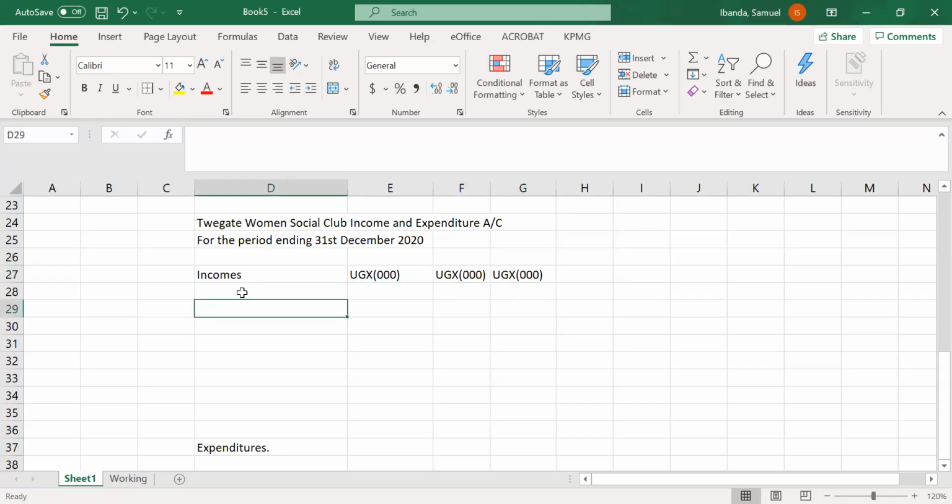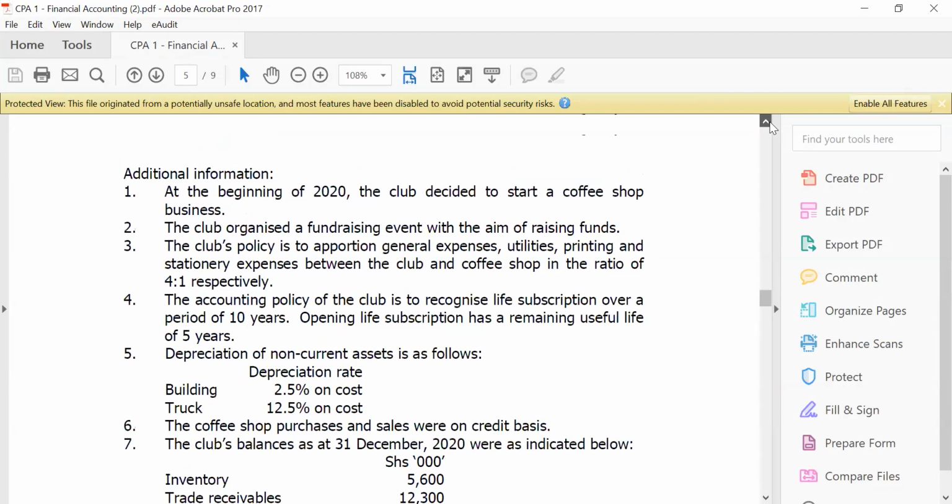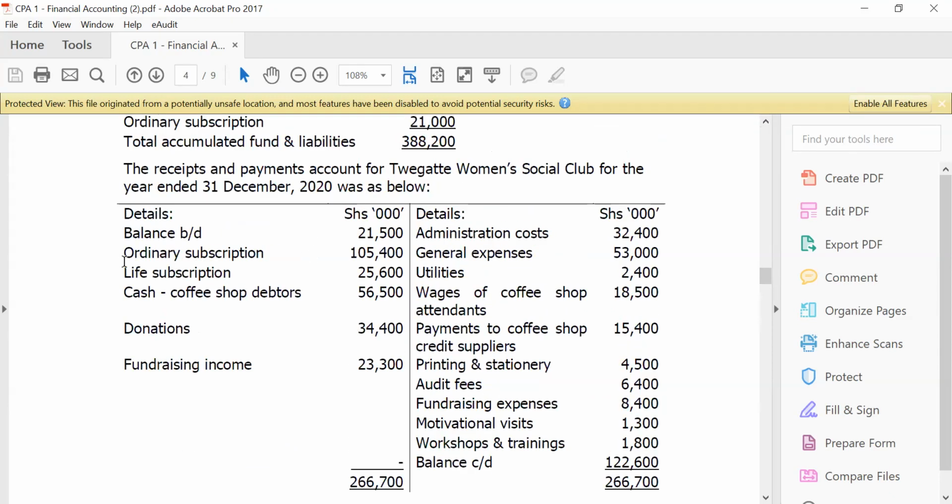Okay. So non-for-profit businesses have incomes, sources of incomes. And how do we get those sources of incomes? They are usually provided for in the receipts and payments. So ordinary subscription is one of the incomes. Life subscription is one of the incomes.